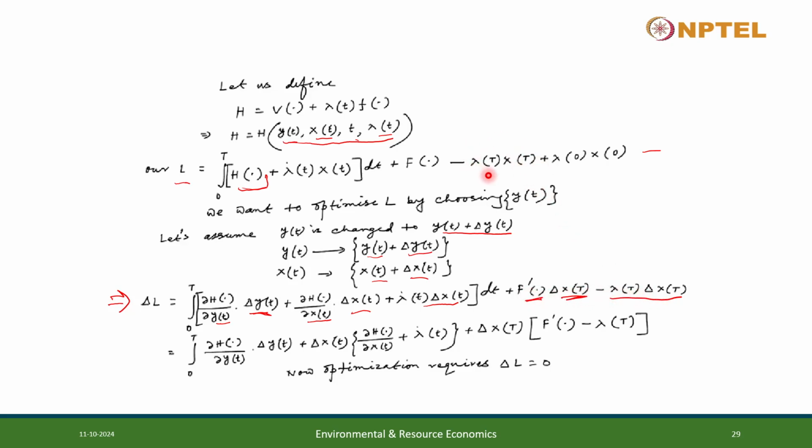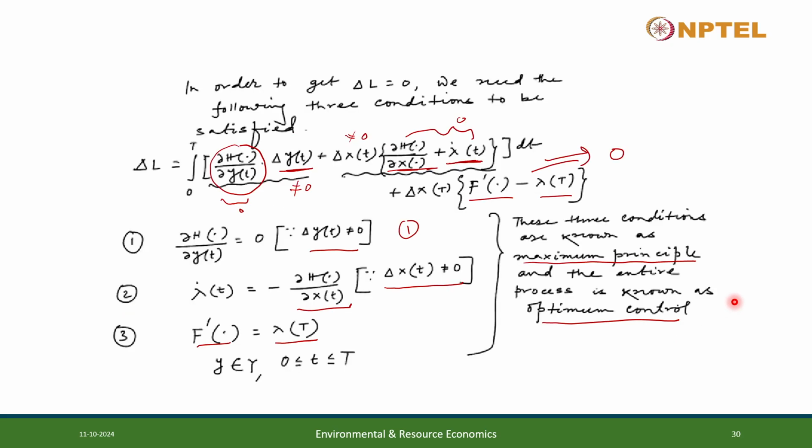Then this term will also be dependent on xt, so lambda t delta xt. So the whole term you will get as a function of delta L. Now we get this whole term and we have to equate this to 0, delta L equal to 0. You can look into it later on also. I'm moving on because I have a few more slides this time.